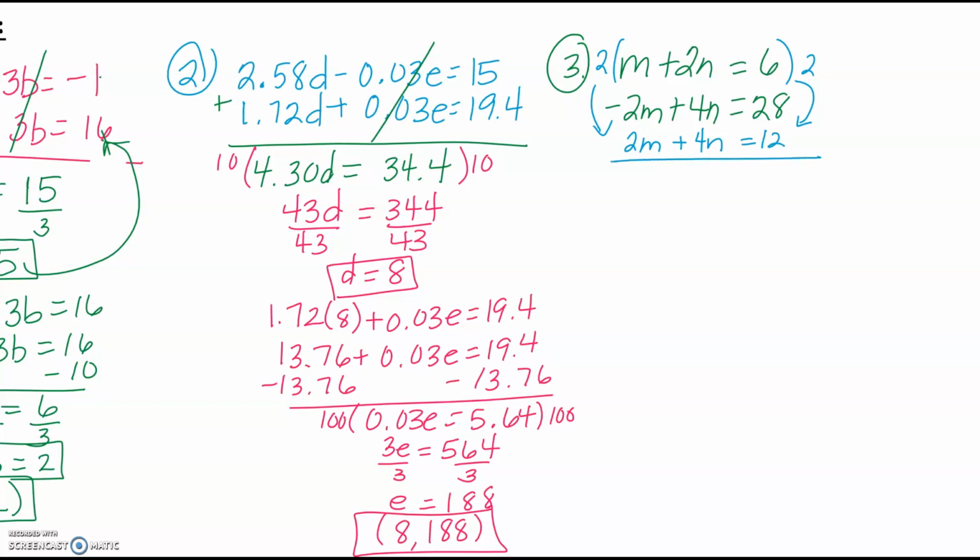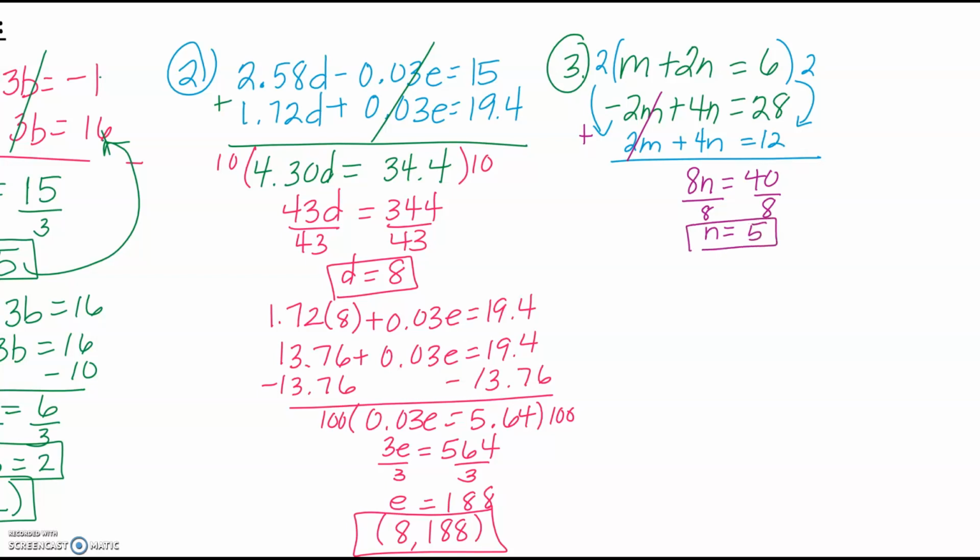Okay, now, if I look at my m's, I have the same coefficient and opposite signs for my m's. What's going to happen when I add those? They eliminate. 4 plus 4 is 8n. 28 plus 12 is 40. So I divide by 8, and I get n equals 5.